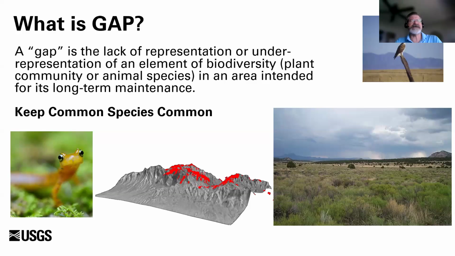So first of all, what is a gap and what are we calling a gap? What we term a gap is a lack of representation or underrepresentation of an element of biodiversity, whether that's a plant community or an animal species. We're going to focus today on terrestrial vertebrate species. And the common mantra of the gap analysis program for the last 30 years is keep common species common. That's the backdrop for this effort.